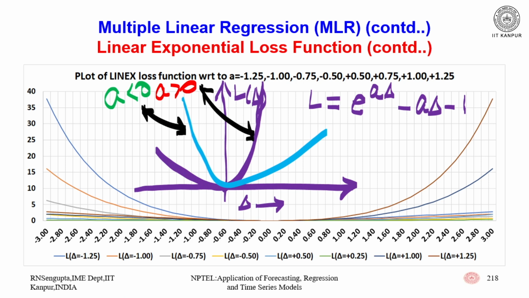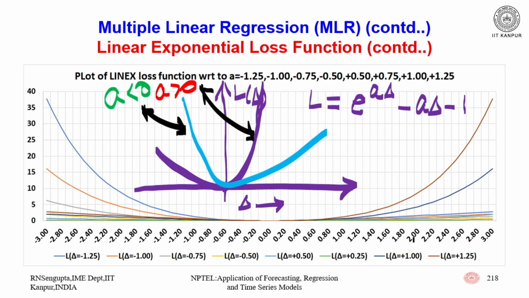And you can easily plot it to see, very simple, just plot some values in an Excel sheet, you will find it out. And this is what I have done. If I take the positive and negative values, I have plotted, and a values can be taken as minus 1.25, minus 1, minus 0.75, minus 0.5, plus 0.5, plus 0.75, plus 1, plus 1.25.